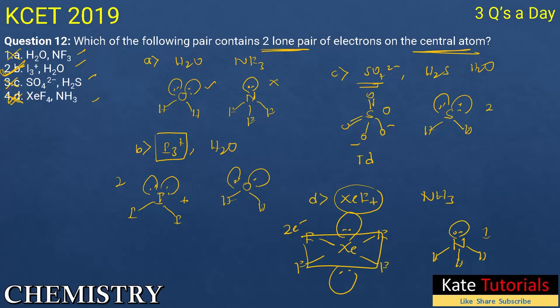The correct answer, the pair which contains two lone pairs on both, is I3 plus, which contains two lone pairs, and H2O, which contains two lone pairs. So answer B is the correct answer for the given question 12.